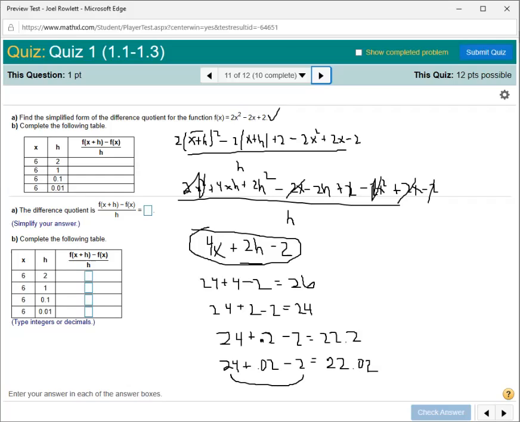Now let me go back and look at that third one. I've got 24 minus 2, which is 22. No, I did it correctly. So 22 plus 0.2 would be 22.2. I think we're good, actually.